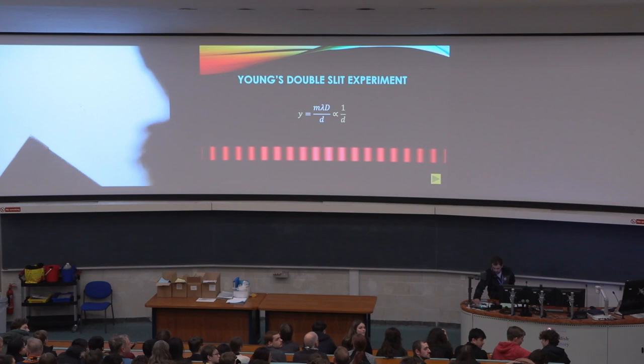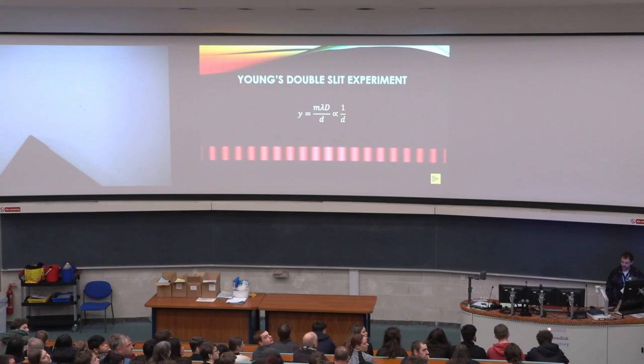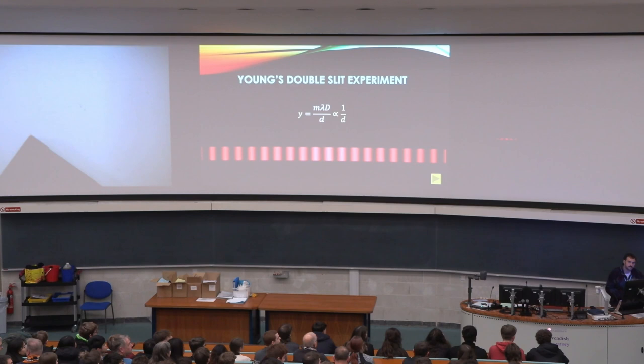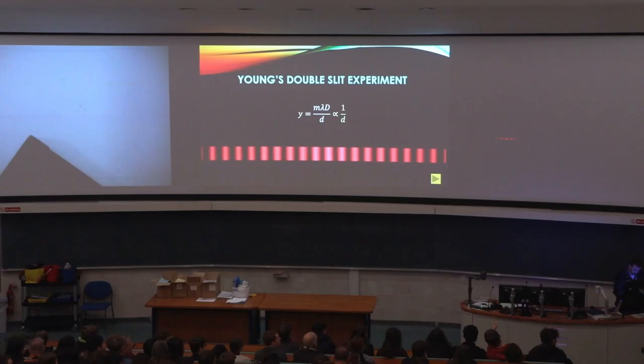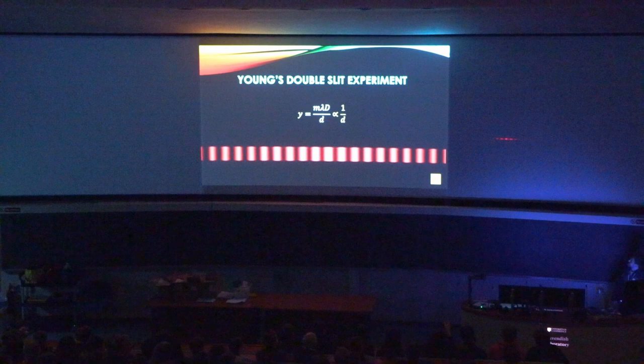Actually, that's even more complicated than two slits. Okay, so I'm actually going to show you something even more complicated than two slits, but let's give that a go. Jacob, could you turn the lights off for me? Thank you. There we go. All right.